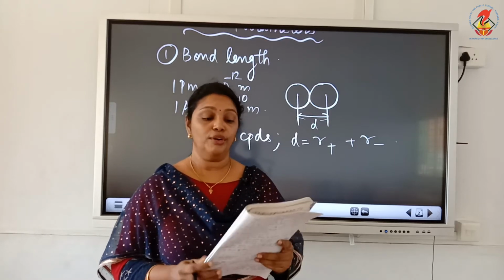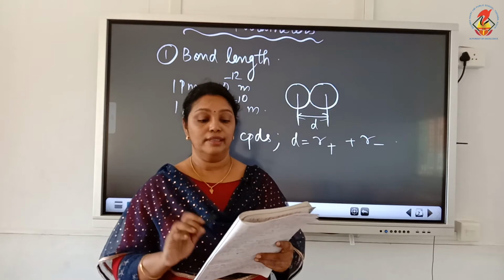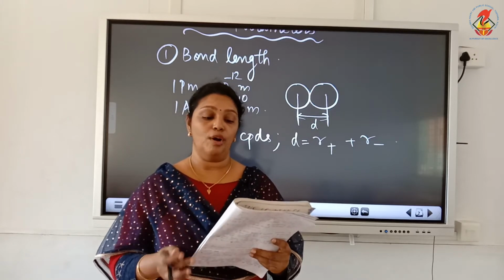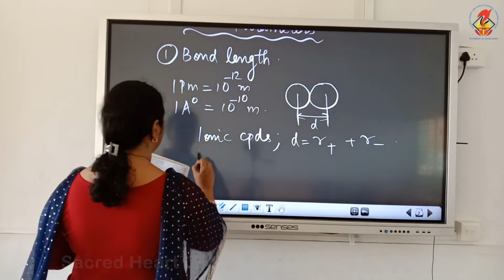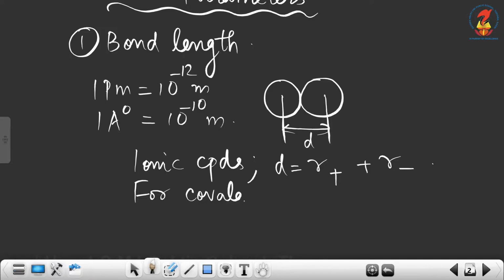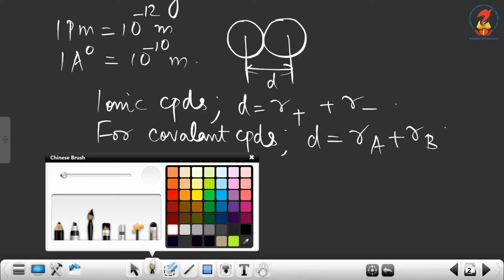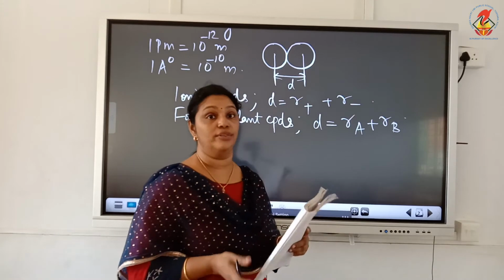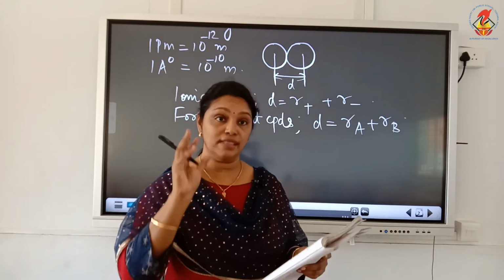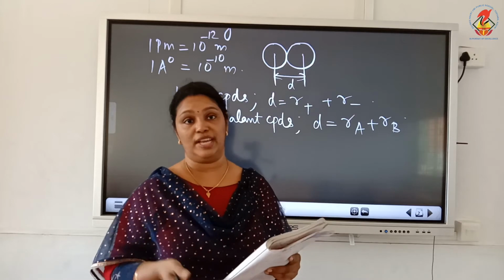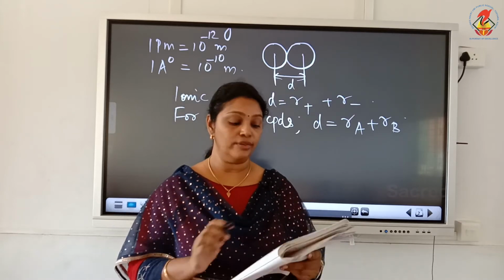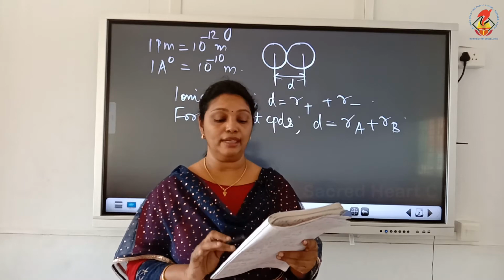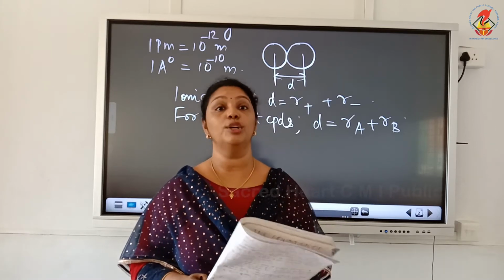Okay, now for covalent compounds, the bond length will be the sum of covalent radii. So, for covalent compounds, the bond length will be the sum of Ra plus Rb, the covalent radii. Here, A and B represent atom A and atom B. Ra is the covalent radius of atom A, Rb is the covalent radius of atom B. What do you mean by covalent radius? Covalent radius is half the distance between two similar atoms joined by a covalent bond.